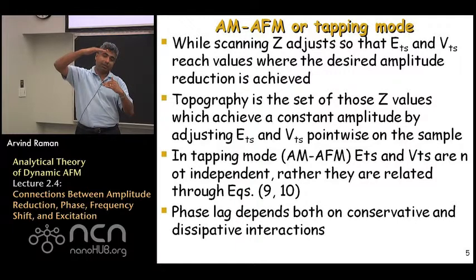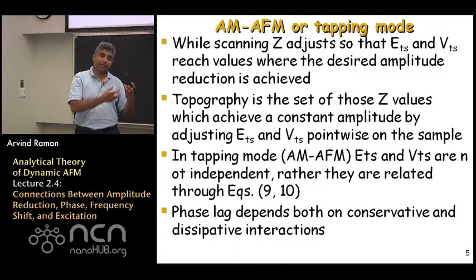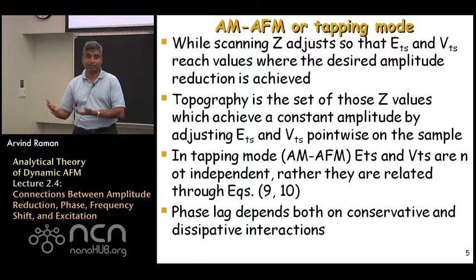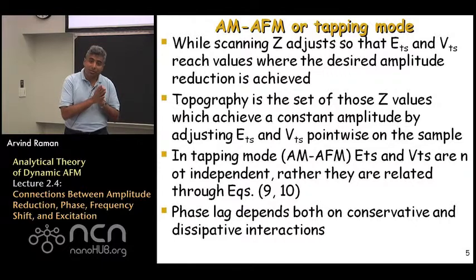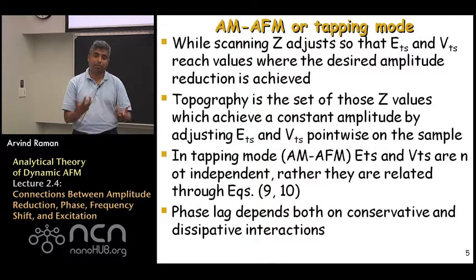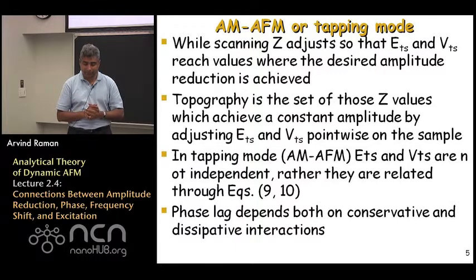So what the controller tries to do is change the Z even further in a way such that ETS and VTS change their values so that the denominator of equation 9 remains constant, and the constant amplitude is maintained across the sample. Thus, the topography in tapping mode AFM can be regarded as those values of Z which allow the achievement of constant amplitude as one scans the sample, while having possibly point-by-point variations in ETS and VTS.